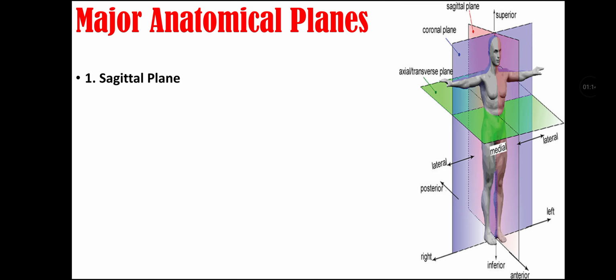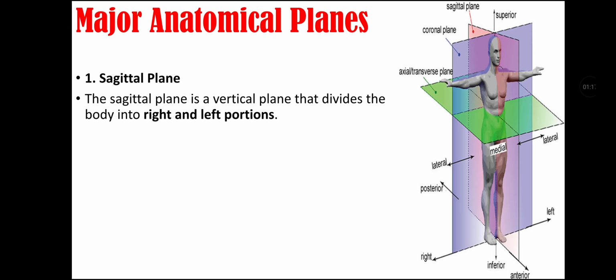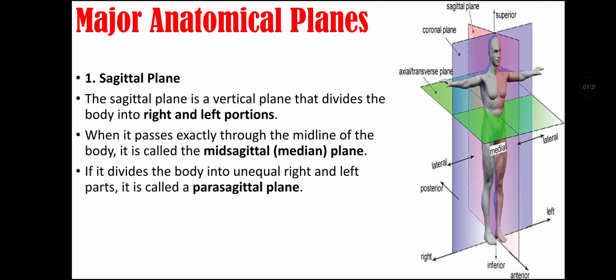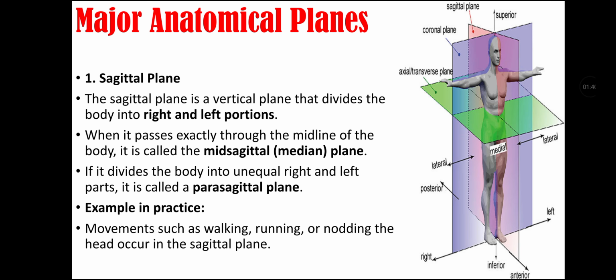The first major anatomical plane is the sagittal plane. The sagittal plane is a vertical plane that divides the body into right and left portions. When it passes exactly through the midline of the body, it is called the mid-sagittal plane or median plane. But when it divides the body into unequal right and left parts, it is called a parasagittal plane. Examples in practice of the sagittal plane are movements such as walking, running, or nodding the head that occur in the sagittal plane.